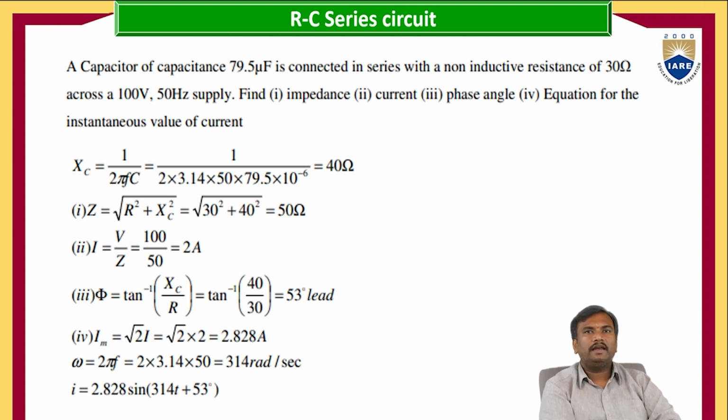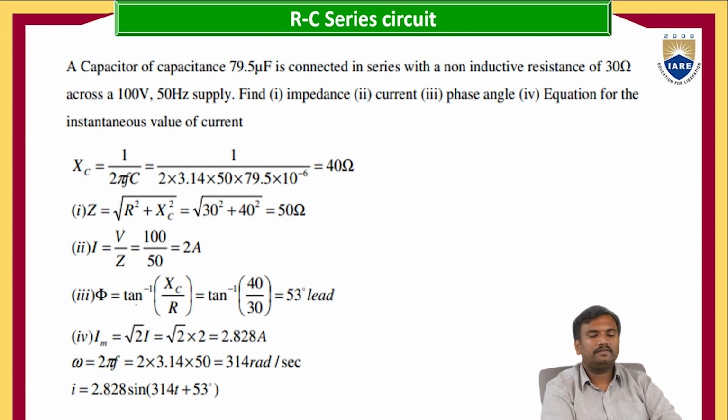And after getting the impedance, we can calculate the current, because the current in both the elements is the same. So I is equal to V by Z, that is equal to 100 by 50, which gives us 2 amperes.